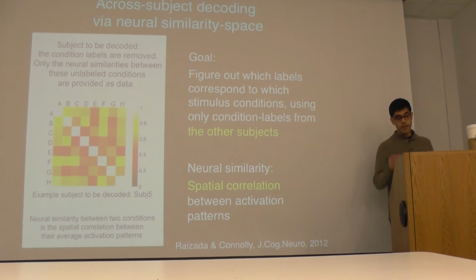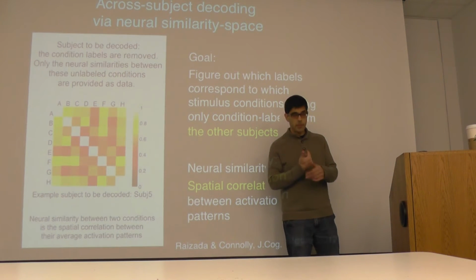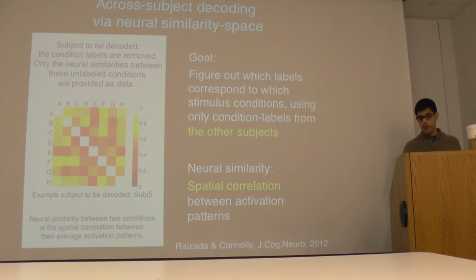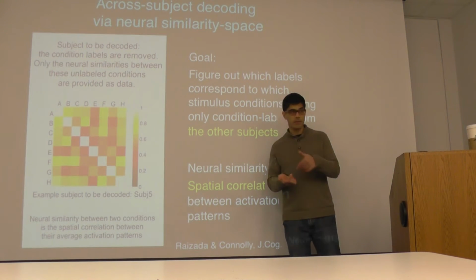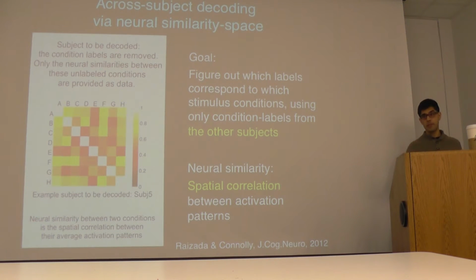So I applied this to the Haxby data, which has 8 different categories: faces, houses, chairs, cats, scissors, bottles, scrambled pictures, stuff like that. The number of possible labelings is 8 factorial, which is 8 times 7 times 6 times 5 times 4 and so on, about 40,000. It's quite a lot, but a computer can churn through it in a few seconds.